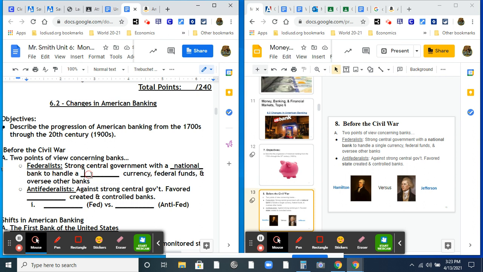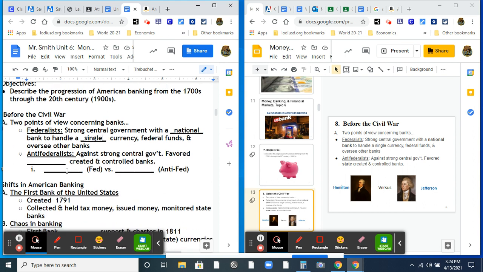See how being side by side makes it so much easier. Single currency. There was a problem under the old Confederacy, the Articles of Confederation, where as you were traveling, you'd have to change your money in each state. It really got crazy, and people quickly saw how crazy it was. So that led to a lot of support for the Federalist view on money.